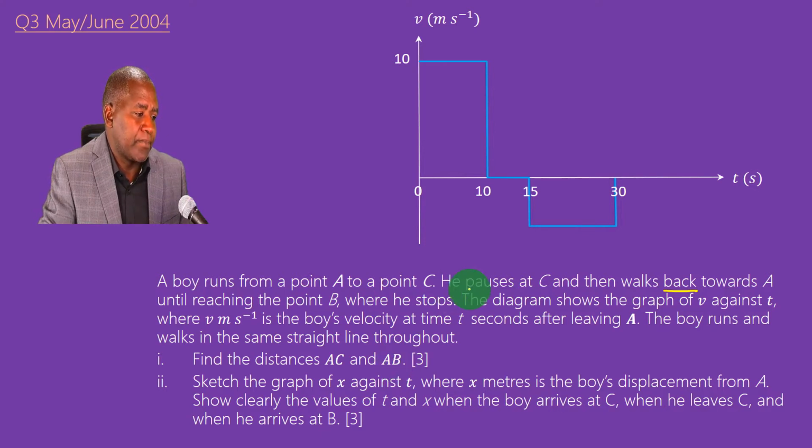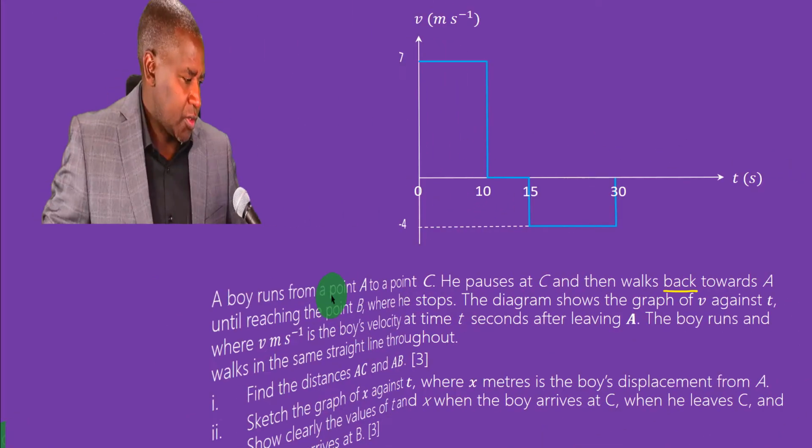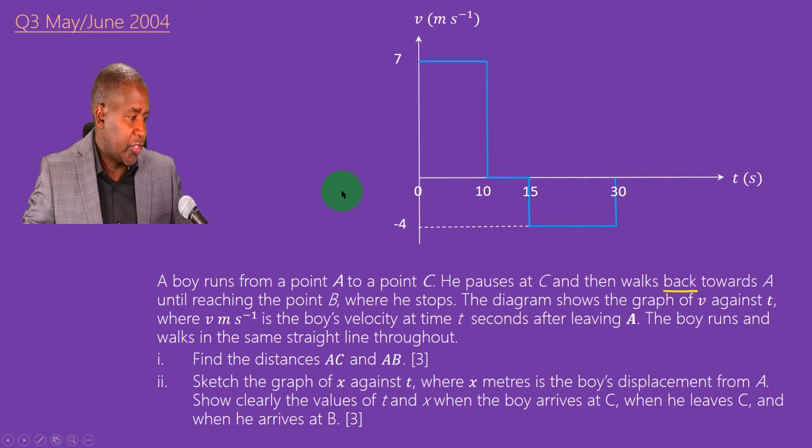So I believe there should have been a value here. Let me just pause this video and check on that. So I have made those corrections. In fact, this value here was not 10, it was 7 meters per second, and this is -4.